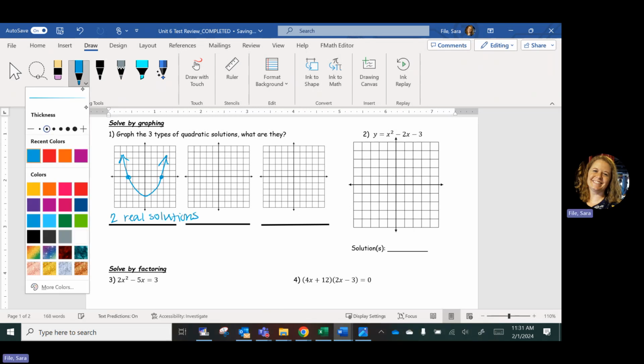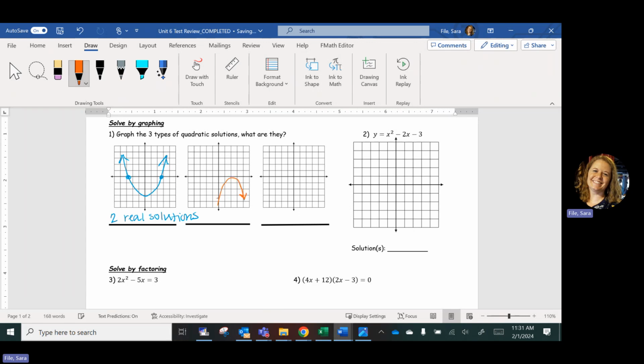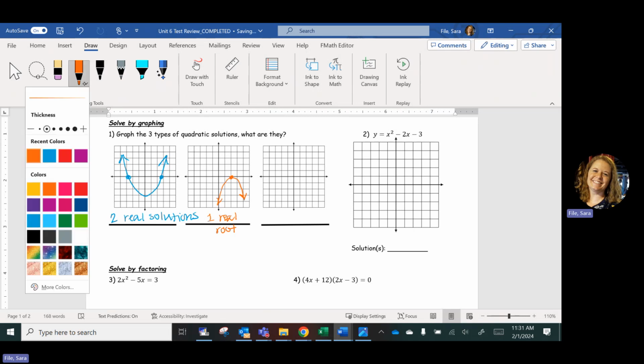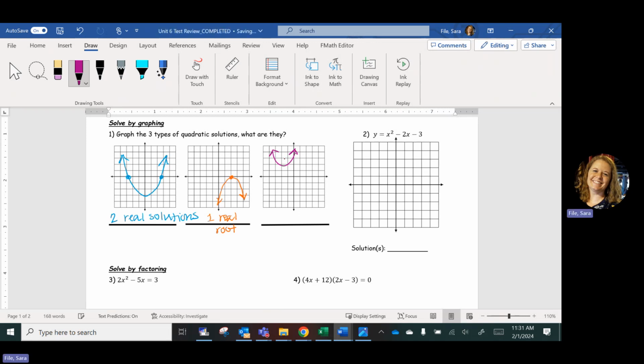okay, or you could have something that looked like this. Well, actually touched. Okay, that is one real solution or one real root. Remember, solutions and roots mean the same thing. Okay, or you could have something like this, where the quadratic never crosses the x-axis, and that means there is no real zeros. Okay, again, solutions, roots, zeros, those are our vocab terms.